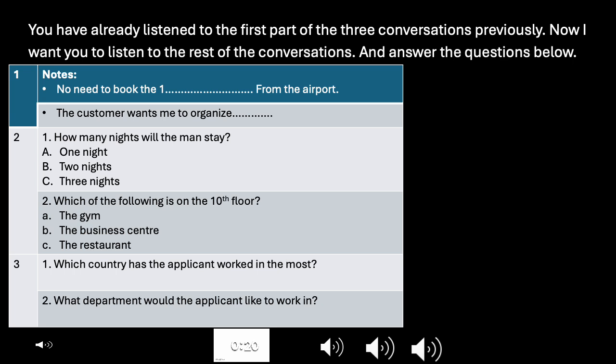Now let's go through the answers. Part 1. 1. There was no need to book a coach ticket from the airport, because he has a friend meeting him there. 2. He would like the travel agent to organize insurance for him. Part 2. 1. The guest wanted to extend his stay to 3 nights, so the answer is C. 2. The business center is on the 10th floor, so the answer is B.